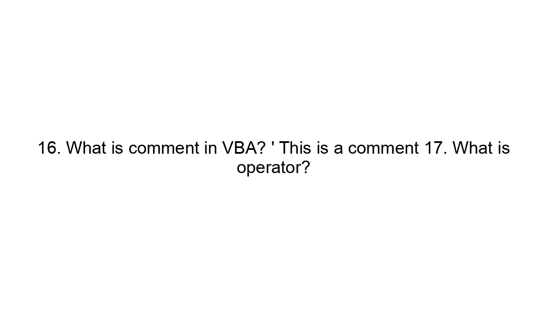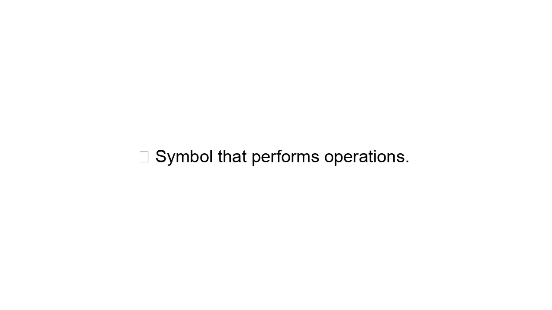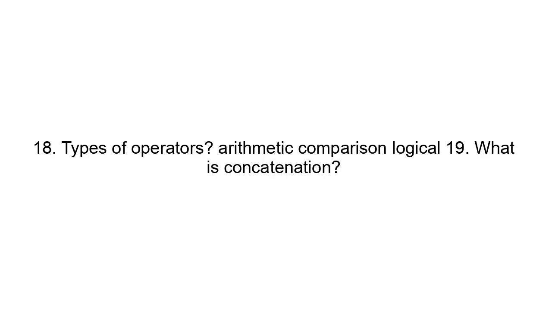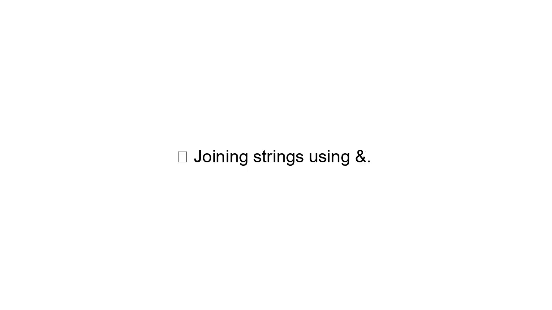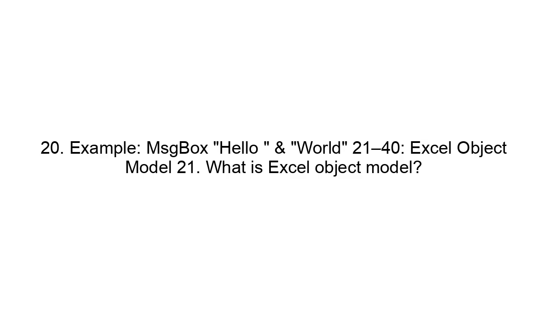16. What is a comment in VBA? An apostrophe followed by text, like: this is a comment. 17. What is an operator? A symbol that performs operations. 18. Types of operators: arithmetic, comparison, logical. 19. What is concatenation? Joining strings using the ampersand. 20. Example: MsgBox "Hello" & "World".